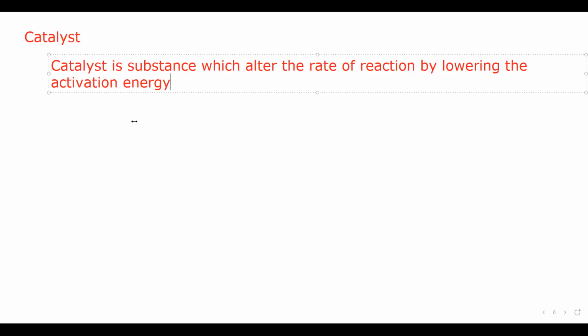And the catalyst does not take part in the reaction. The catalyst is not used up during a chemical reaction. If you use 2 gram of catalyst in the beginning, it will be 2 gram at the last. But what the catalysts do is alter the rate of reaction, they change the rate of reaction by lowering the activation energy. What does it mean?